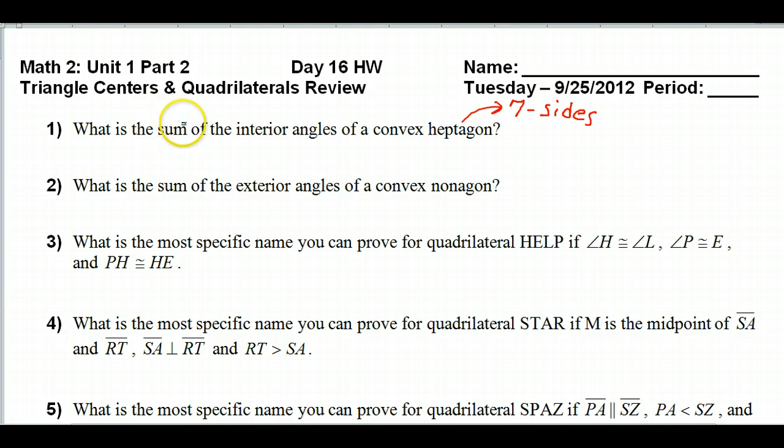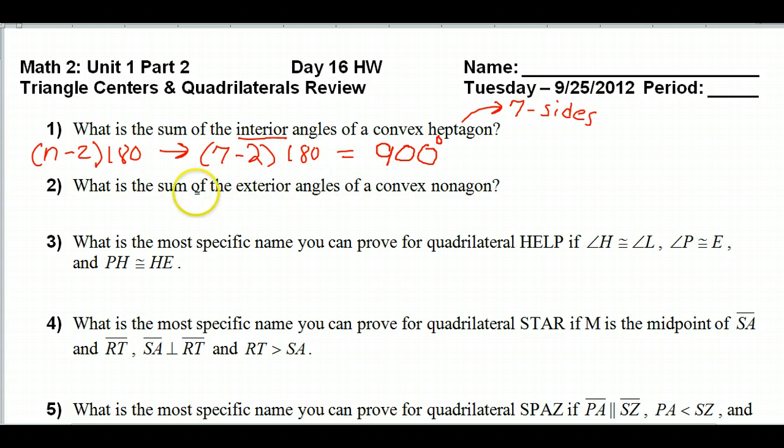So the sum of the interior angles, we used to do n minus 2 times 180. Okay, so for a heptagon, that's going to be 7 minus 2 times 180. So that is 900 degrees.